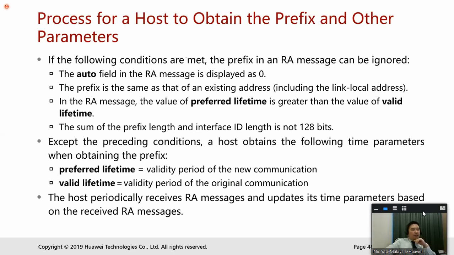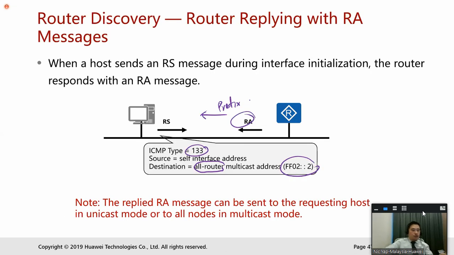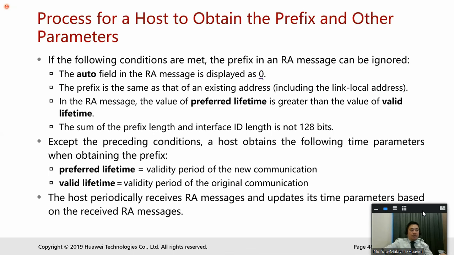If the following conditions are met, the prefix in the RA message can be ignored. You do not need to follow it. The auto field in the RA message is 0, which means you did not define auto configuration. Over here, they did not show the code to display either 0 or 1 under the auto field. Also, if the prefix is the same as an existing address, including the link-local address, I will just ignore your RA message.